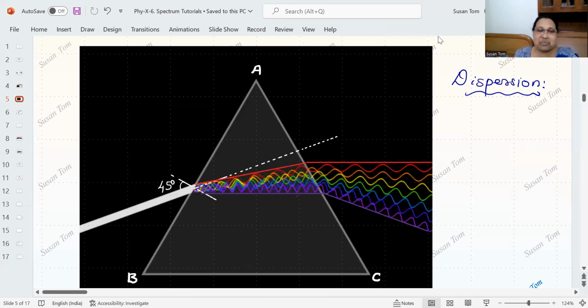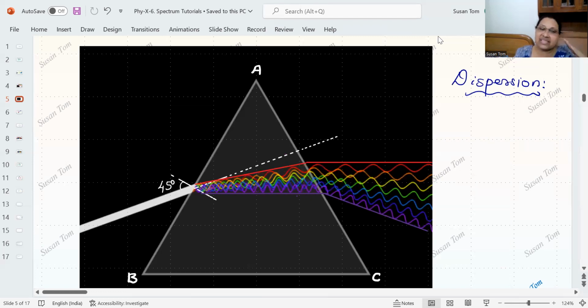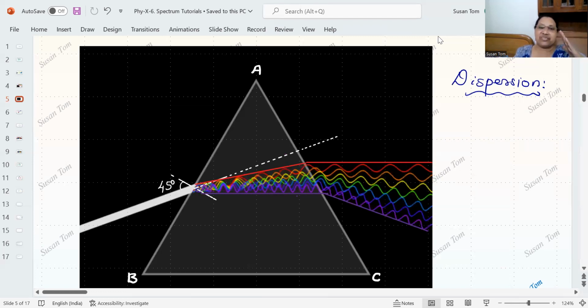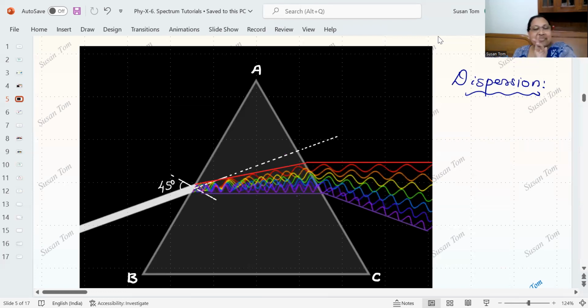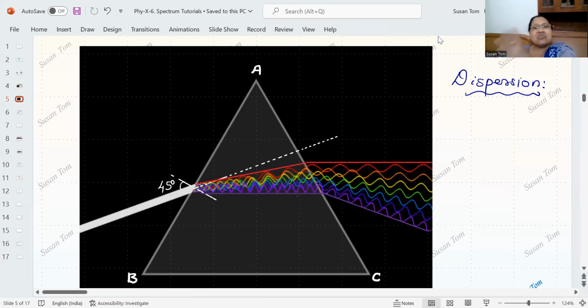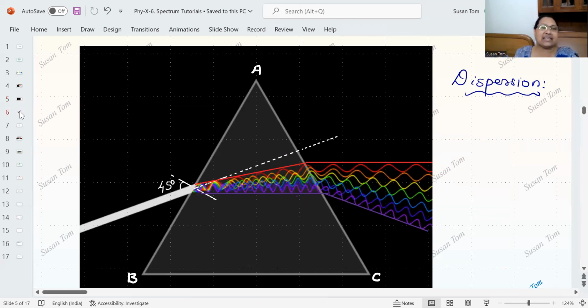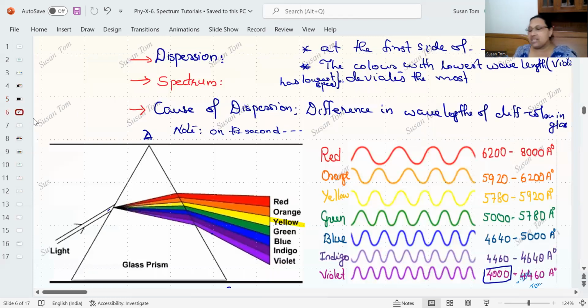The dispersion actually takes place on the first surface, in this case the AB surface. And it carries on when it strikes the AC surface of the prism. There it simply emerges at an angle, that's it. Do you understand now what dispersion is? Yes, ma'am. So, children, the definition of dispersion is given in the book. Please go through it.